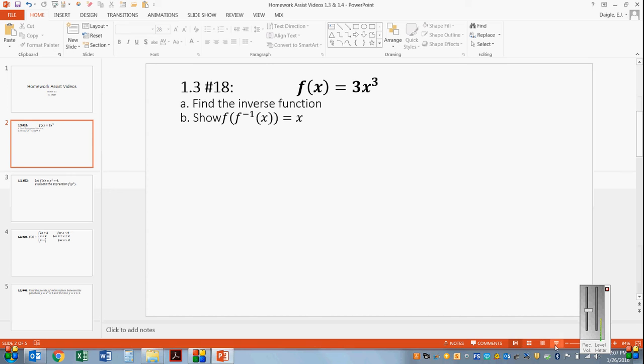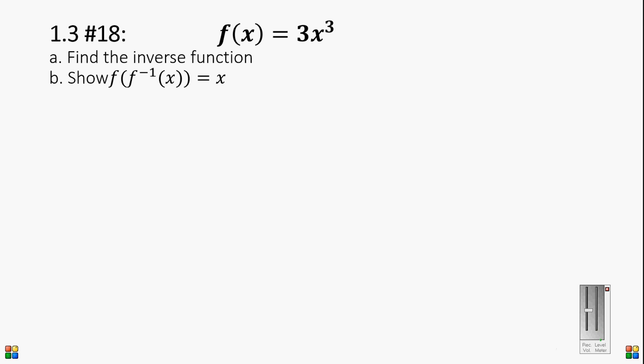All right, so this is an example problem out of section 1.3, number 18. The first thing we'll look at, I don't have my tablet going here. Oh, there we go. Now we're working. We've got this function f of x equals 3x cubed. Step A says find the inverse function. So step A, what we're going to do is find the inverse function. We'll start that out by solving for x. So step one, whenever we do this, is to solve for x.